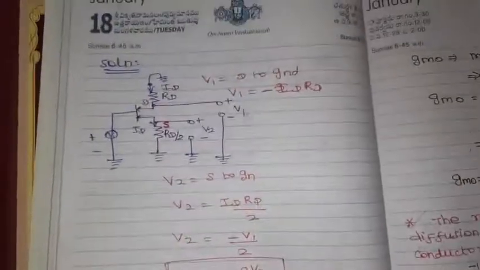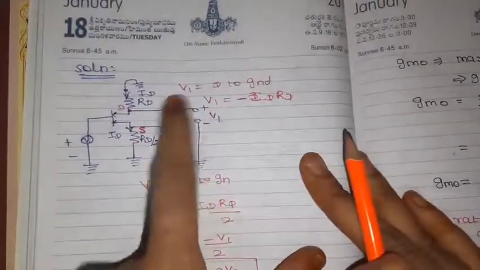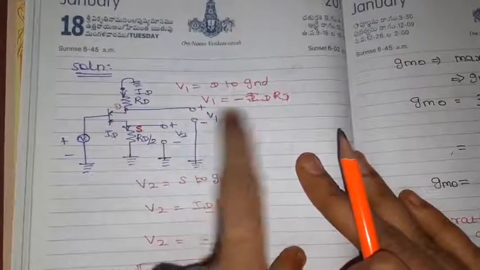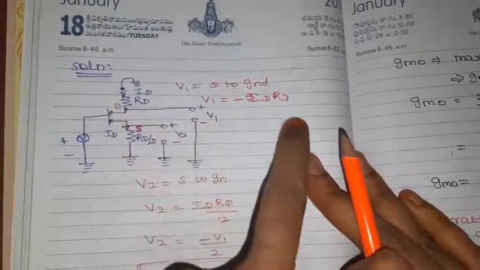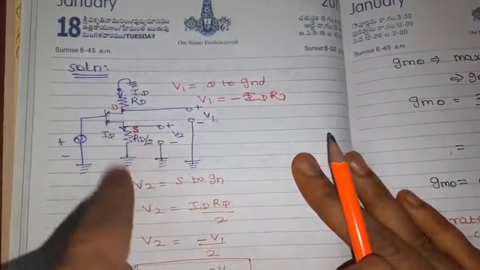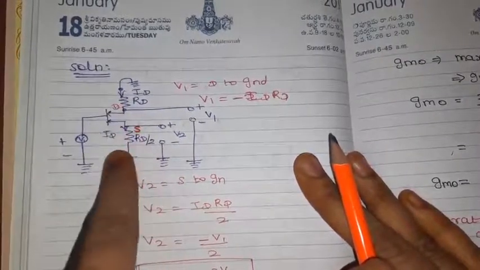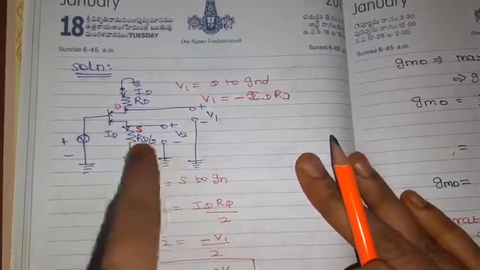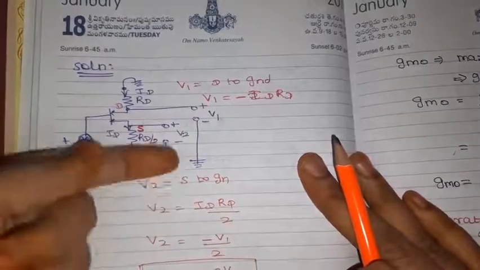This is the answer. V1 is from D to ground. ID current is flowing but in the opposite direction. So V1 is equal to minus IDRD. The same current flows through this terminal from drain to source, so ID also flows through the source terminal. So what is V2? ID into RD by 2. The same direction only we are taking.